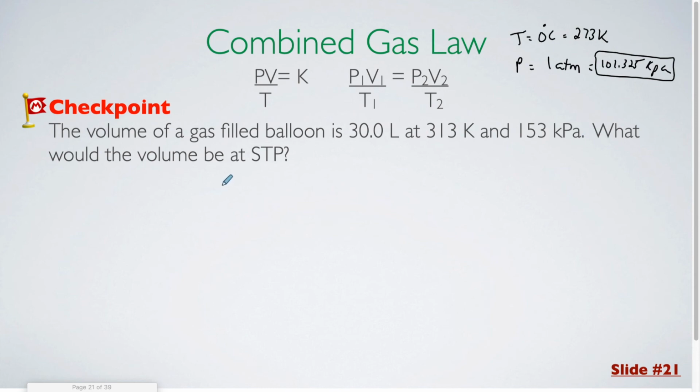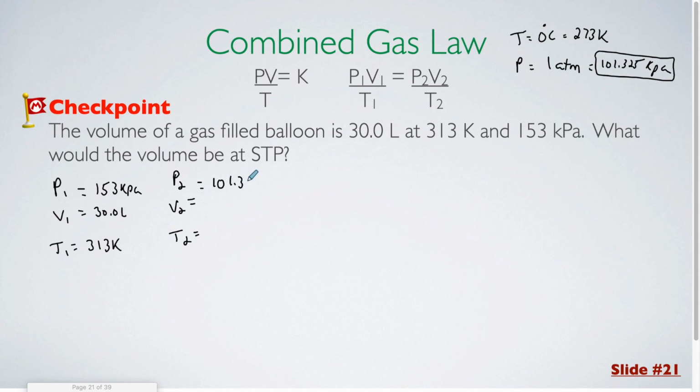So some students get confused with this type of problem because there aren't enough numbers. They have a pressure, a volume, and a temperature, but they don't have the other ones. So this is the trick to that. Two of the numbers are actually just based on the fact that this is STP. So now that I have that, I'm going to write out my P1, V1, T1, my P2, V2, and T2. My initial pressure is 153 kPa. My initial volume is 30.0 liters. And my initial temperature is 313 Kelvin. For my final pressure, I'm going to use the 101.325 because I want the kPa units to be able to cancel in the end. I'm looking for the final volume, and my temperature, since it's 0 Celsius, is going to be 273 Kelvin.